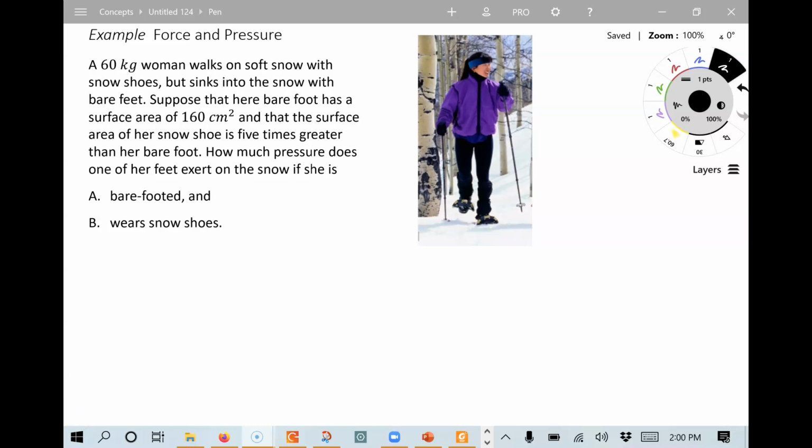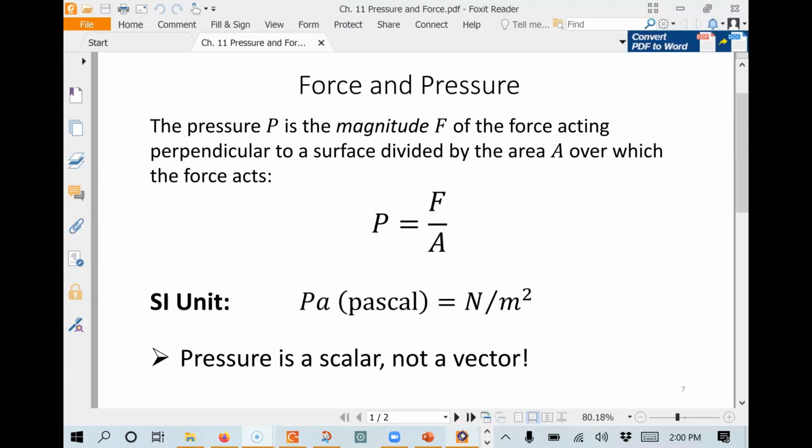Hi, this is an example problem on force and pressure from chapter 11. Pause for a moment to read the question. Okay, so we see here that we have a person who's walking and they have snowshoes on, and this question is going to compare the pressure that is exerted on the barefoot to what's exerted on the snowshoe. Now, to remember, this is going back to a very basic definition that relates force and pressure.